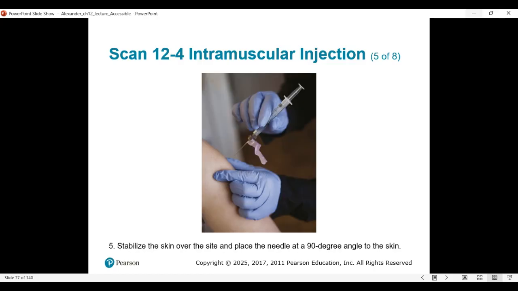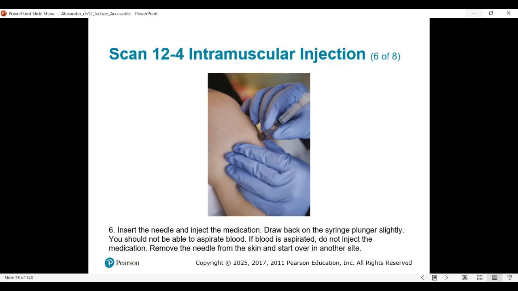We'll stabilize the skin over the site and place the needle at a 90-degree angle to the skin. We'll insert the needle and inject the medication. Before we inject the medication, we're going to draw back the syringe slightly.